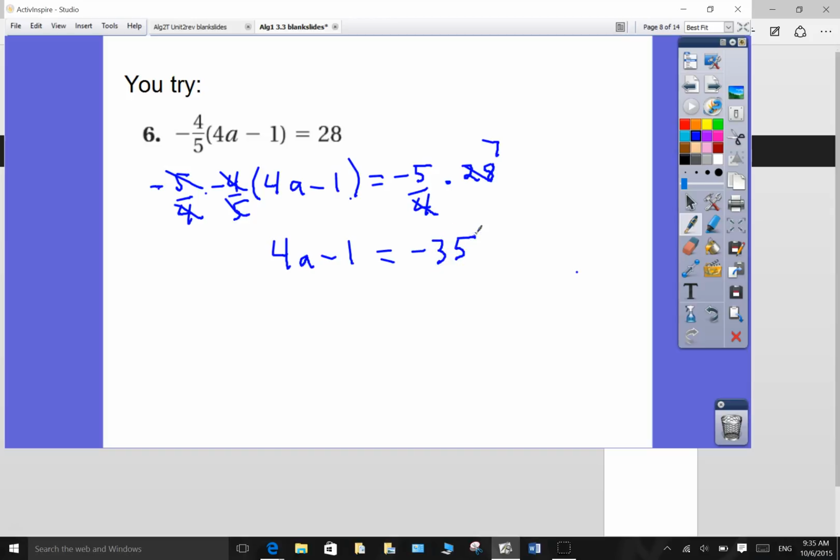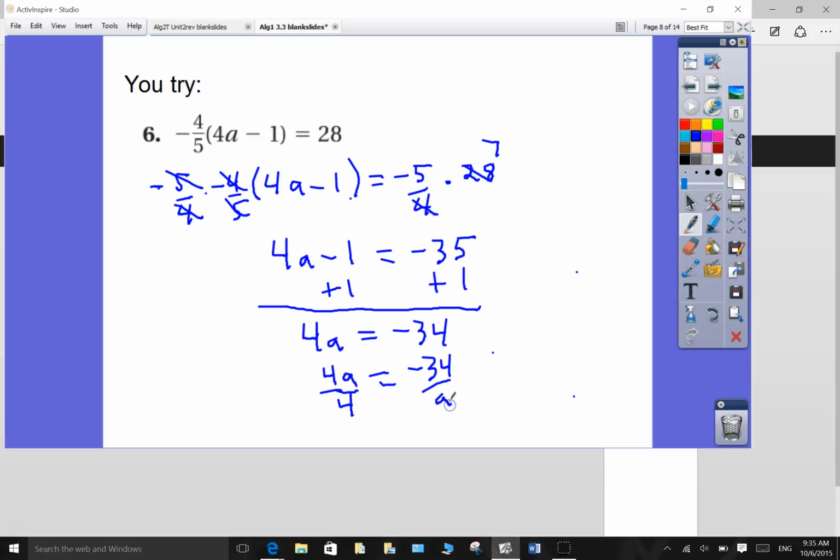Now we have a two-step equation, no more fractions. Add 1, add 1. 4a equals negative 34. Divide by 4. Now, negative 34 over 4, there's a common factor, 2. They're both even numbers. If you divide out the 2, we're going to get a equals negative 17 divided by 2. And you can leave it like that.